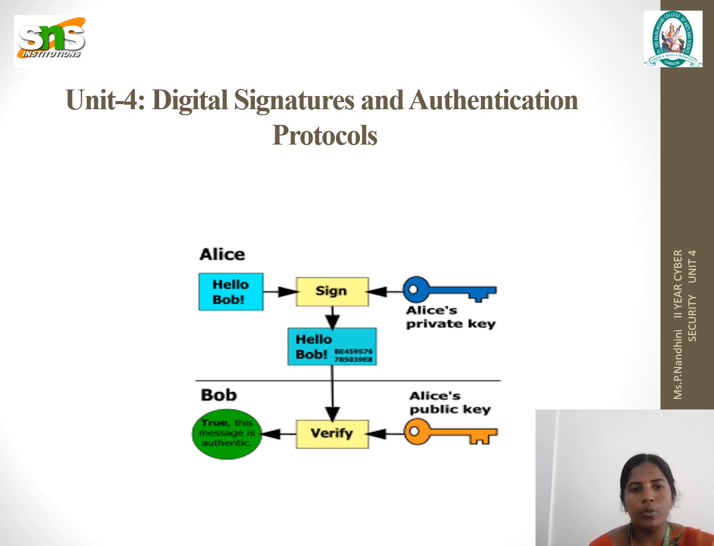First, Alice and Bob, two persons. Alice is sending the message "hello" to Bob. Alice signs it using her private key. The message "hello" is received by Bob, and he verifies it using Alice's public key. Bob receives true, so this message is authenticated.